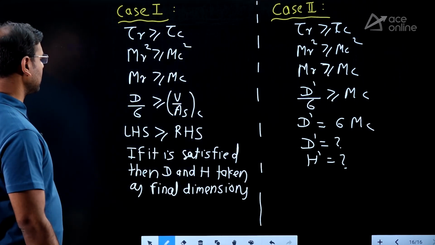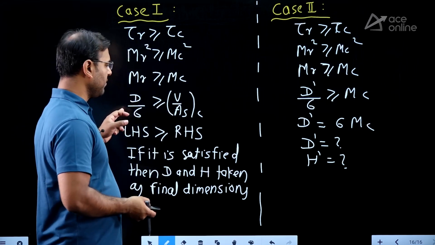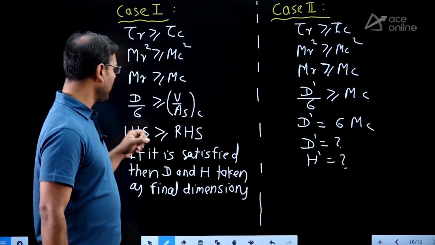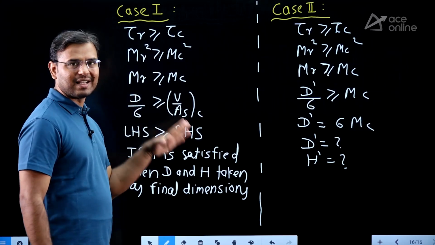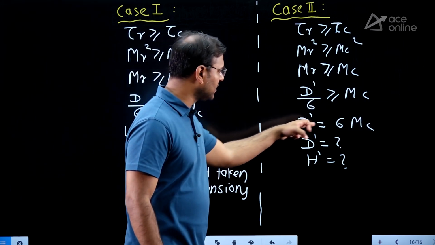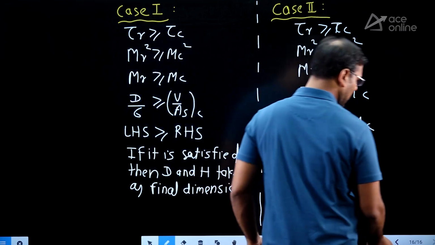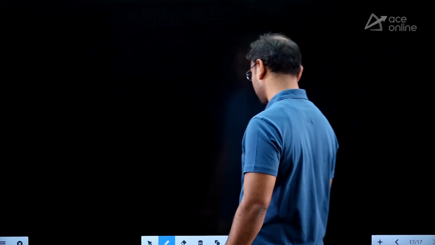D dash, H dash means first we are going to obtain this D, and the D value we have to put here and check LHS and RHS. If it is not satisfying, then finally this D dash is equal to 6 Mc and we can give the answer. Now here the last topic of the casting chapter we have to see, the G factor.